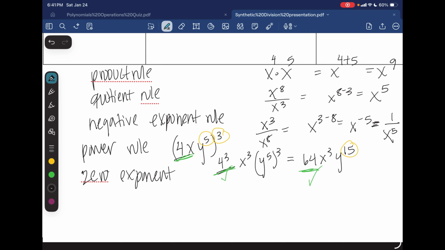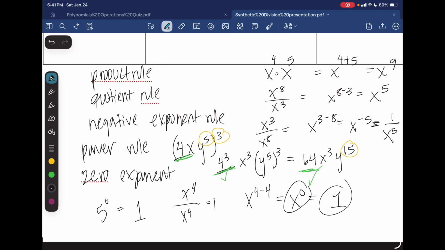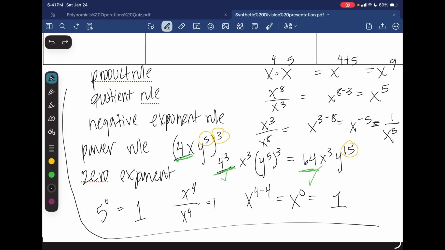And then zero exponent rule: anything to the 0 power is 1. Give yourself some examples here. x to the fourth divided by x to the fourth is 1 because you're taking 4 subtract 4, which is your quotient rule, right? Which is 0, which is 1. Anything to the 0 power is 1. So get these down. That way you understand your rules all together on one part of your paper. And put laws of exponents.